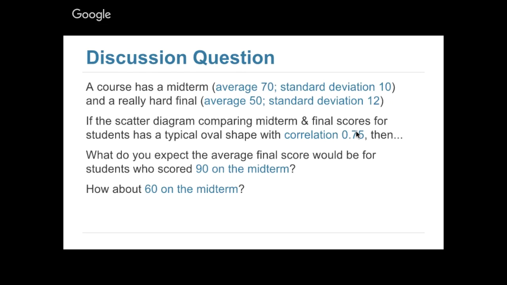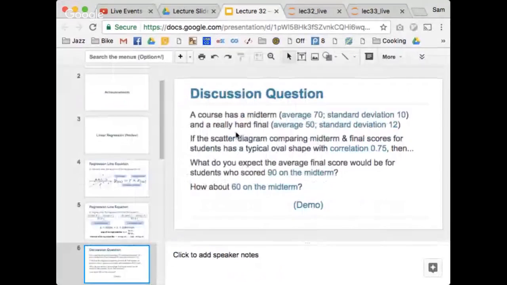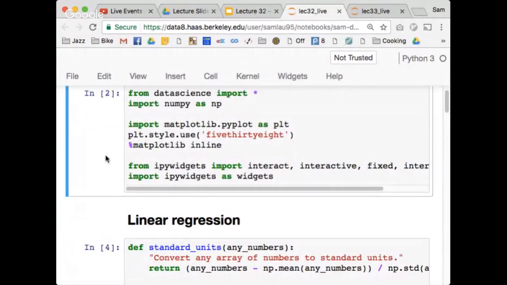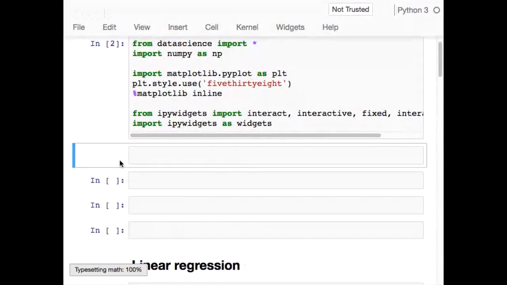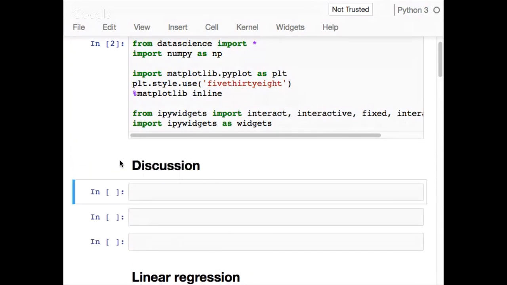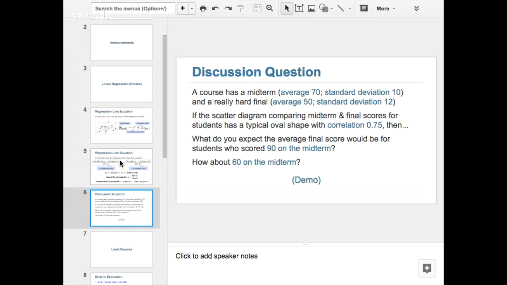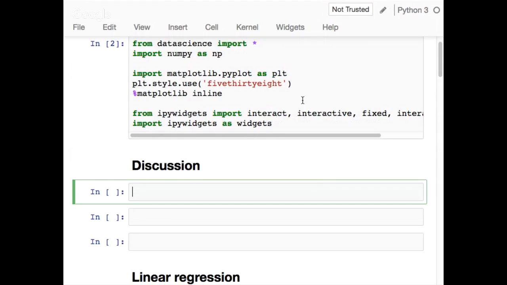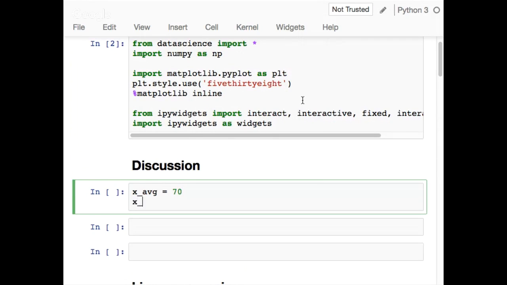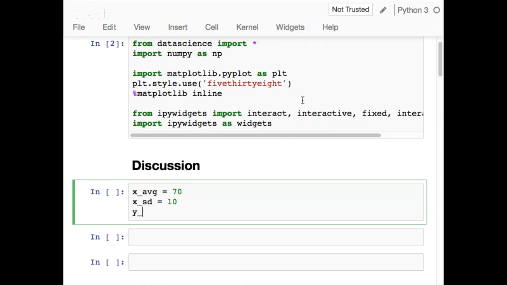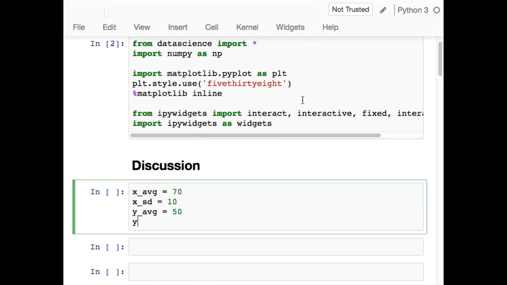Then we can do the same deal. And I'm just going to show you how that works. Make that bigger. Here is discussion. So we had here, midterm was average 70. So midterm, I'm going to say x average 70. X standard deviation was 10. Y average was 50. Y standard deviation was 12.